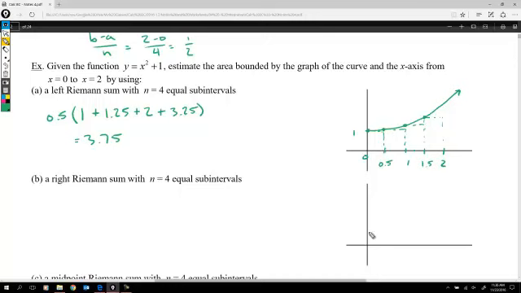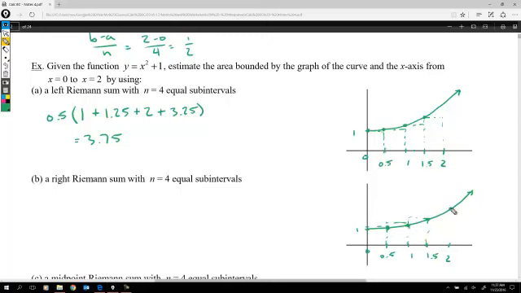Alright, next example. And so same picture. 1 and 2. And I'm at 1. This time they want me to find a right Riemann sum. I'll fill these in too. So between 0 and 0.5, I'm going to use the rightmost point. And then kind of so on.